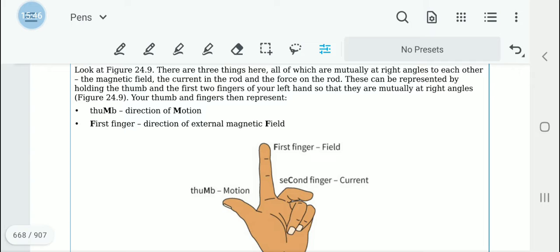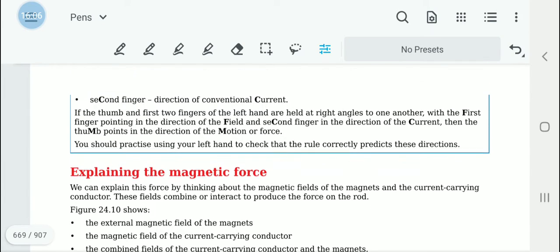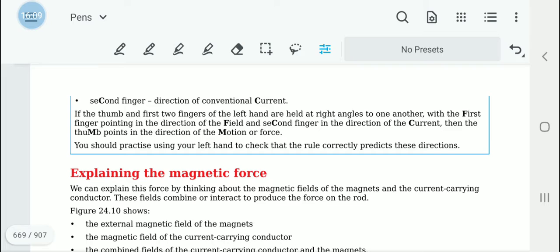So when there is a current going in the direction of the second finger, a field will be generated in the direction of the first finger, and there would be a force generated in the direction of the thumb. So all these three are at right angles to each other. So please apply this situation to different questions that are given here, and figure out whether you can correctly understand the directions in which these things apply.